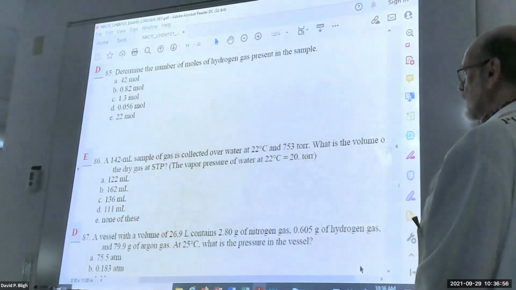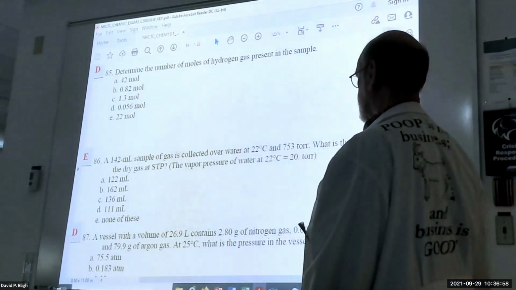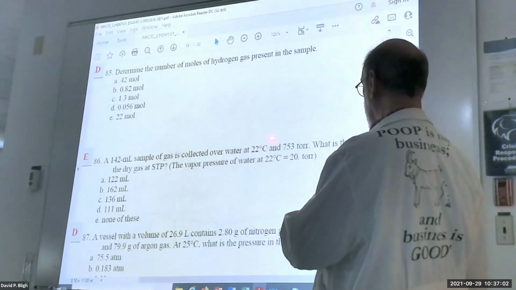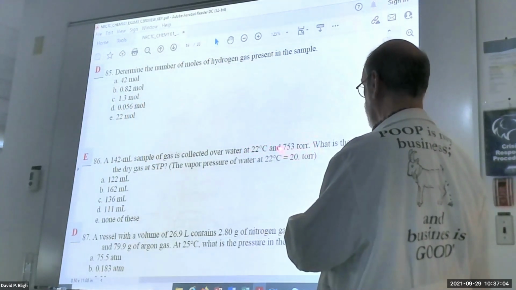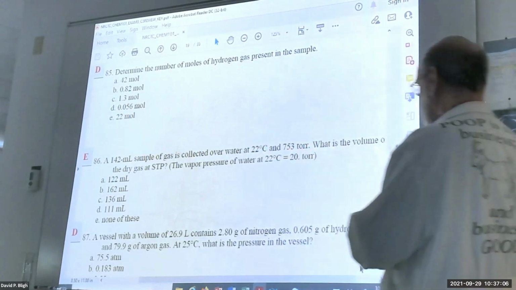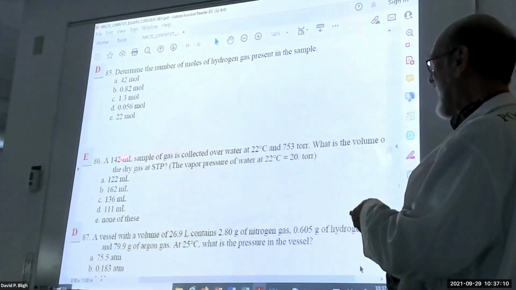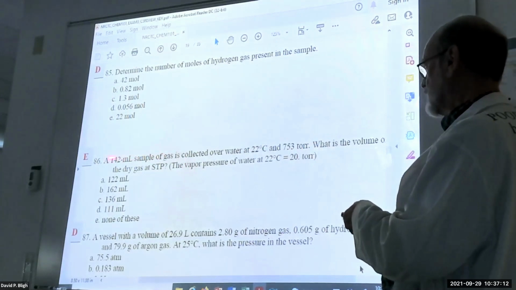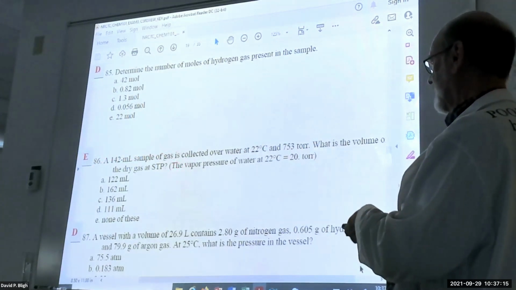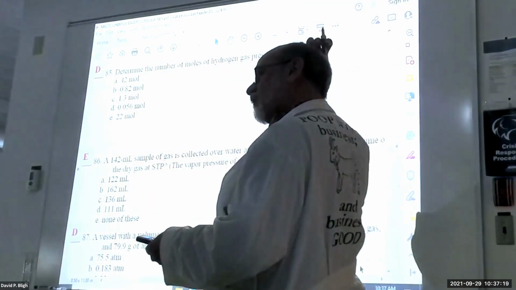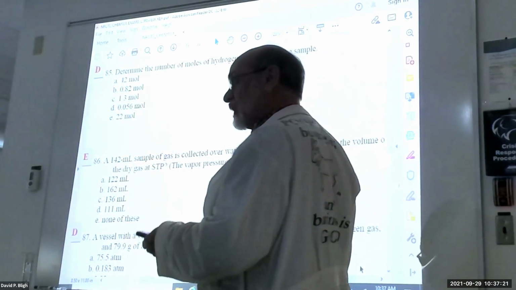Okay, 142 milliliter sample of gas is collected over water at this temperature and at that pressure, 753.4. What's the volume of the dry gas at standard temperature and pressure? Okay, what are we looking at here? If we collect the gas over water, how do we do it?